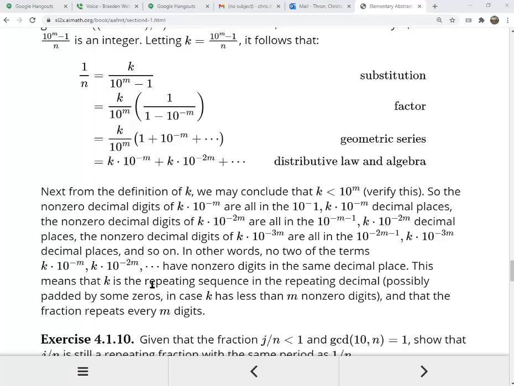So this means that k is the repeating sequence in the repeating decimal, and there might be some zeros in front in case k is much smaller than 10 to the m. So k gives me my pattern, and m gives me my period of repetition.